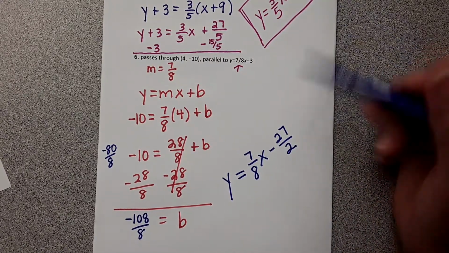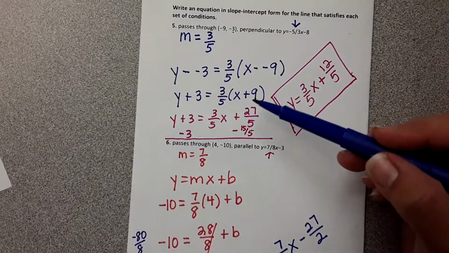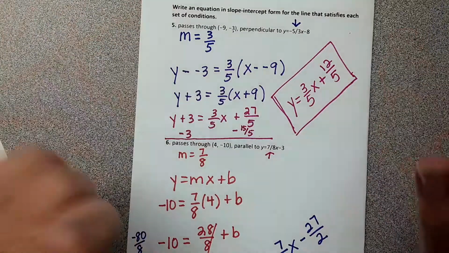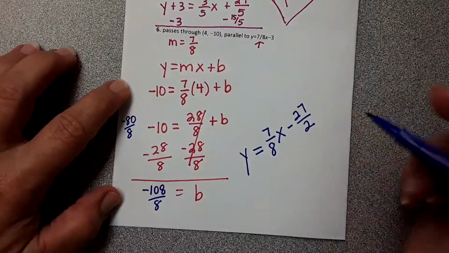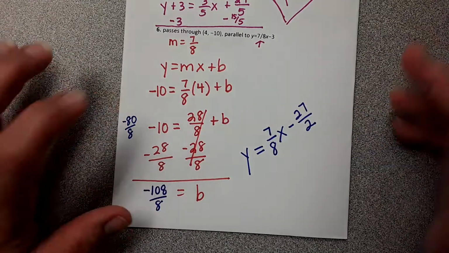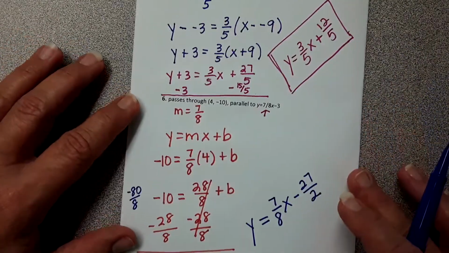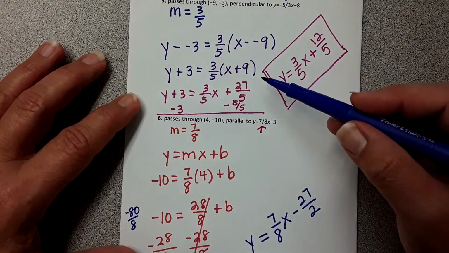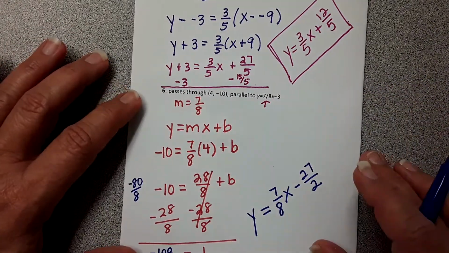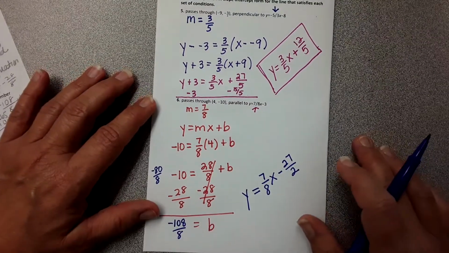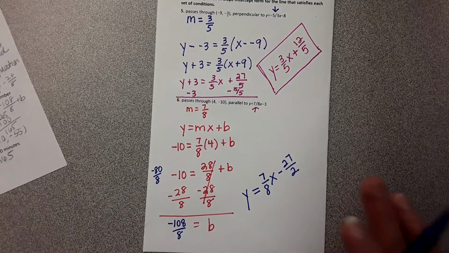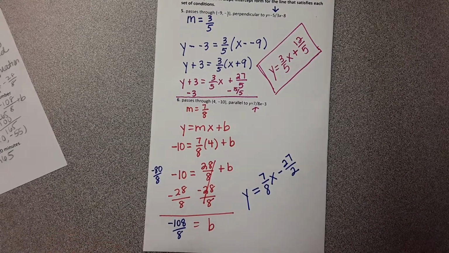So for number 5, I used point slope form. I put it in point slope form, I did the distributive property, and I moved it over. And then number 6, I just plugged the points in to find the b. It's really up to you how you like it. My favorite way is point slope form, but other people like number 6, so I'm leaving it up to you. Pick one way and stick with it. I think that would be the best.